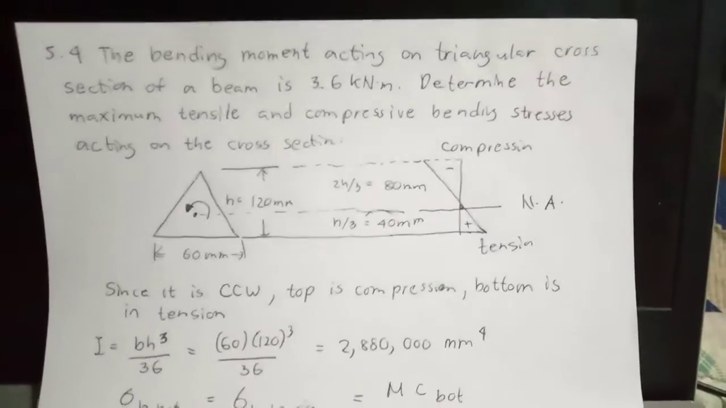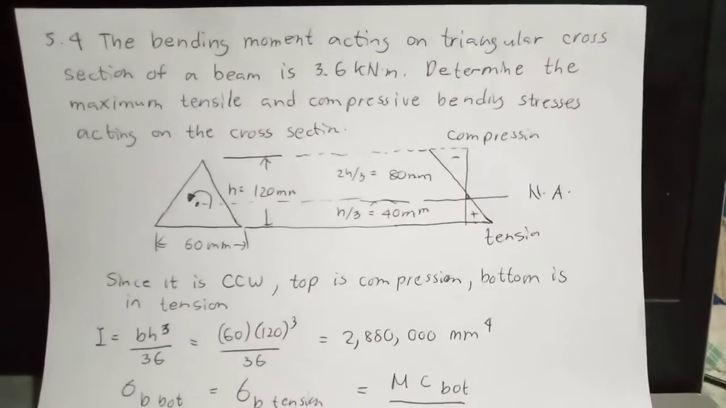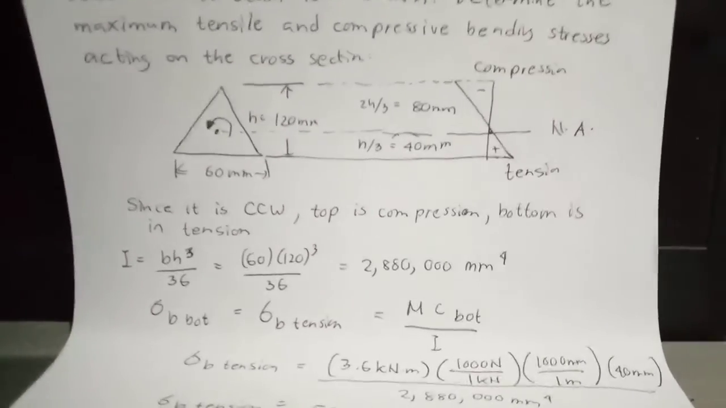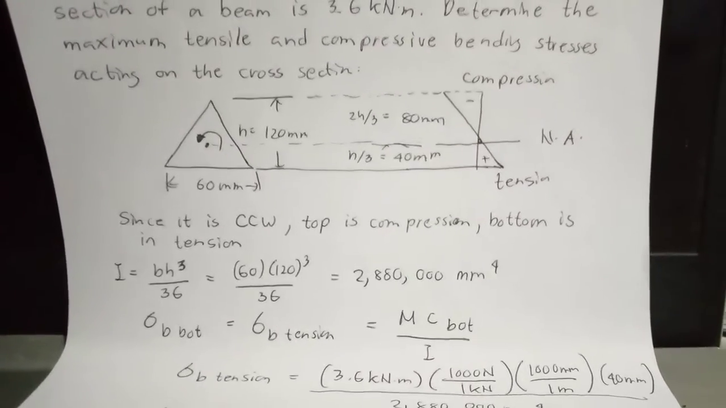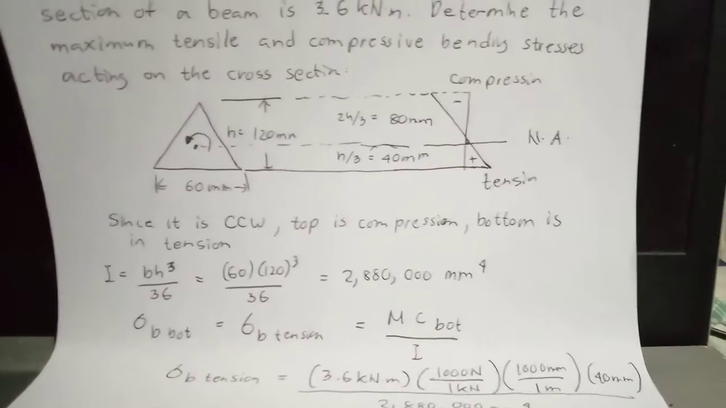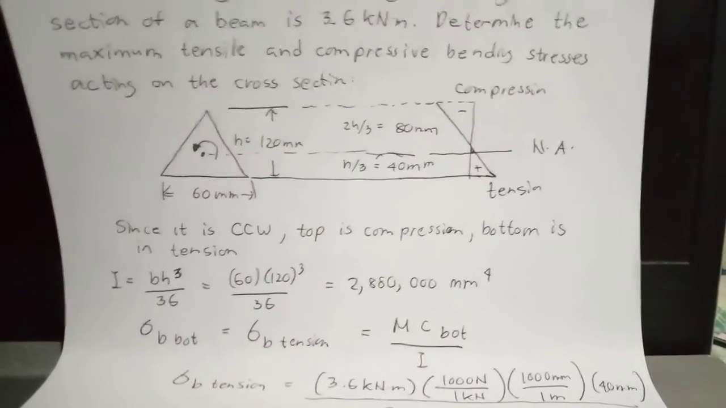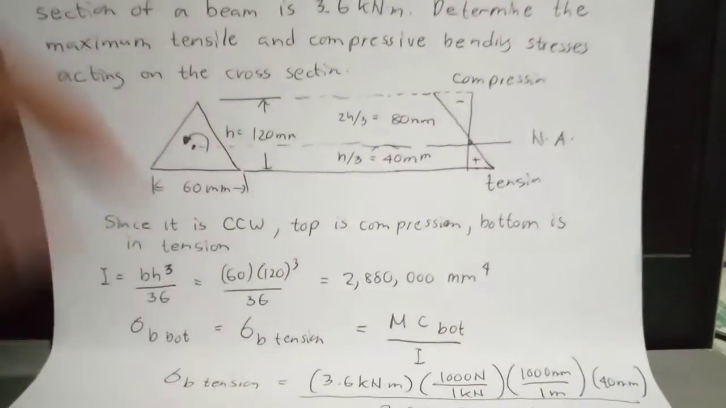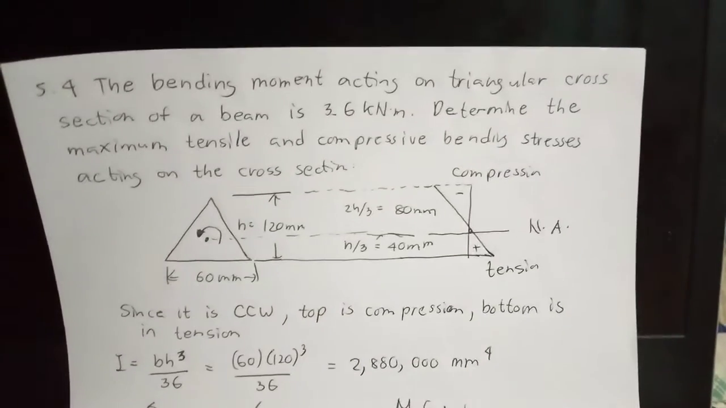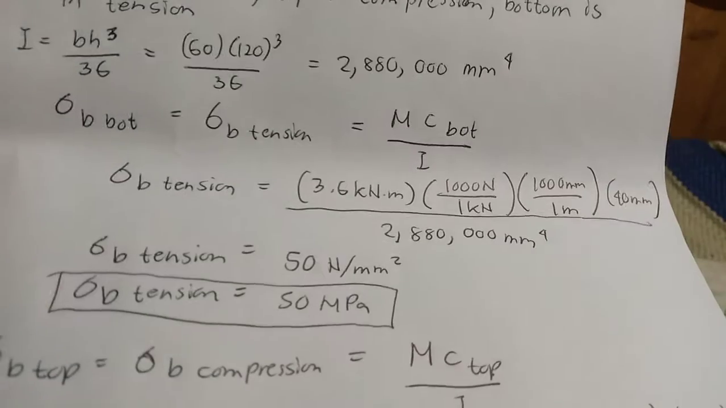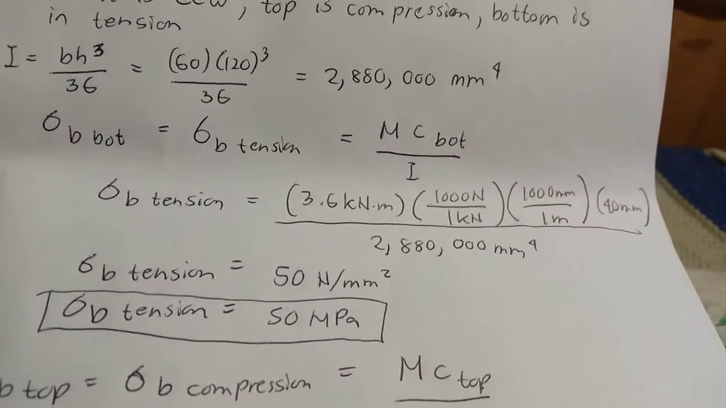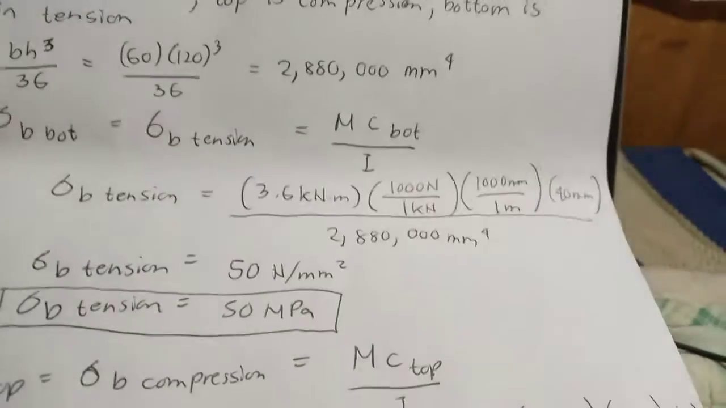So unlike our example number 1, our I will be equivalent to BH cube over 36 since it is a triangle. For a rectangle, it is BH cube over 12. So we computed the I, and this is the result. Since what is asked is the maximum tensile and compressive bending stress, we compute the bending in tension. The maximum bending stress in tension will be computed as this.